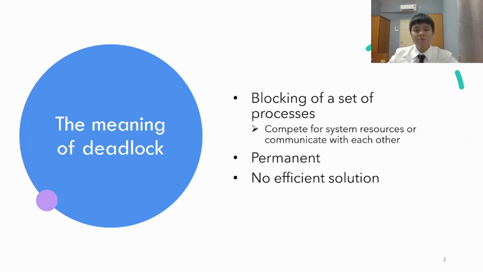Today, I'm going to present the topic about deadlock. So, before we go to the practical part, I would like to give some explanation of deadlock. The meaning of deadlock is the blocking of a set of processes. They are competing for system resources or communicating with each other. Besides that, it is a permanent and non-efficient solution.